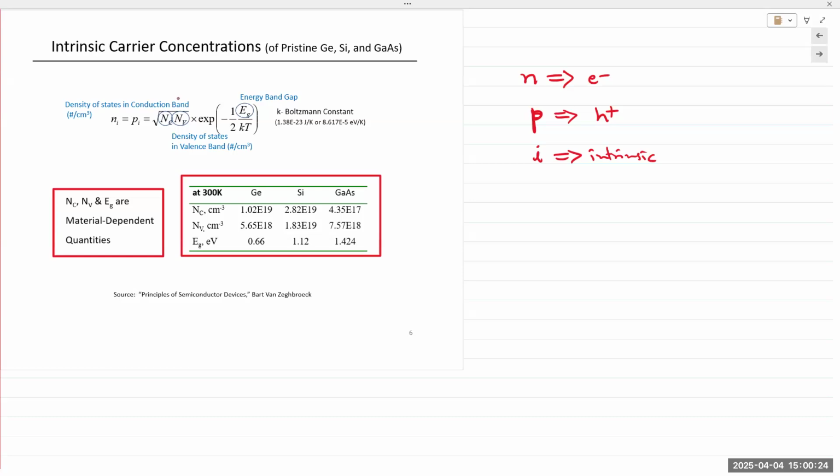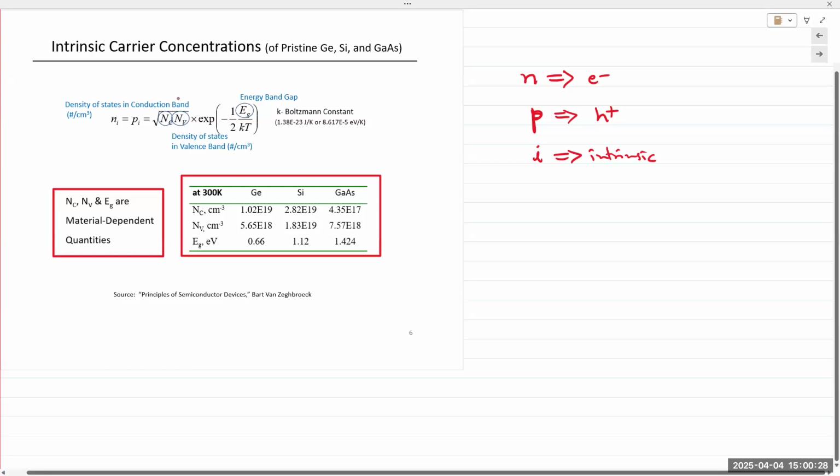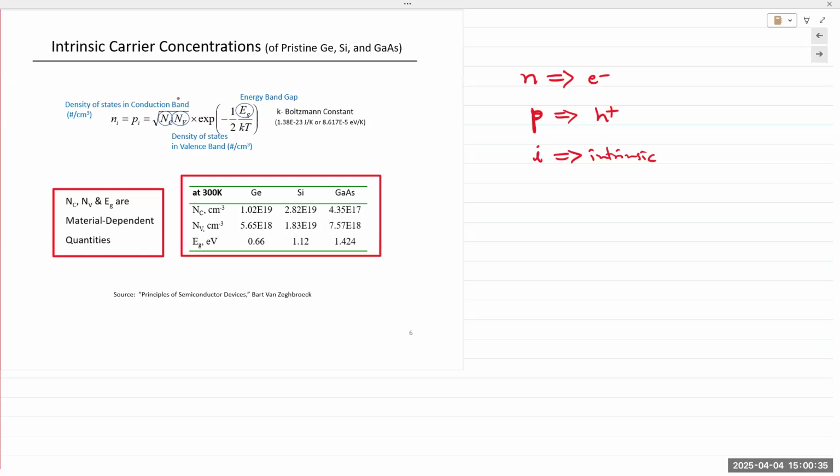And then we have k and T. k is the Boltzmann's constant, and T is the temperature. So basically, you have 3 of the 5 values. Actually, you have 4 of the 5 values, because k is a constant, and so are these 3 terms from this table.